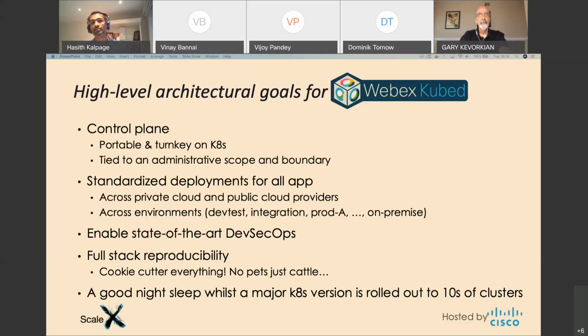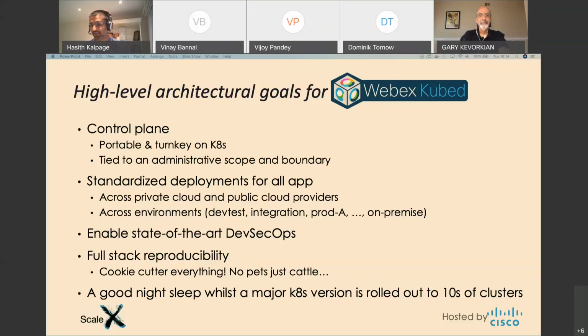Then the next point is full stack reproducibility. So even Kubernetes clusters, we want to treat them as cattle and very much be able to destroy and recreate. And then the last point, we are not quite there yet, but definitely one of our aspirations is being able to have a good night's sleep during a major Kubernetes version change across our production environments.